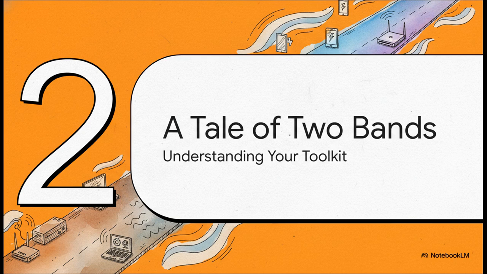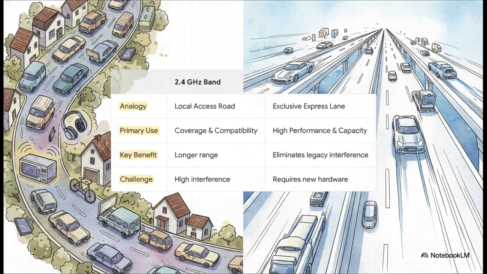To manage that traffic like a pro, you've got to understand the roads you have to work with. And for our purposes today, we're going to look at the two big ones in your toolkit: the classic 2.4 gigahertz band and the new superstar on the scene, the 6 gigahertz band. I really love the analogy on this slide. The 2.4 gigahertz band, well, that's your local access road. Sure, it gets you everywhere, it goes through walls pretty well, and pretty much every device ever made can use it, but man, is it crowded. It's full of interference from everything: microwaves, Bluetooth, you name it.